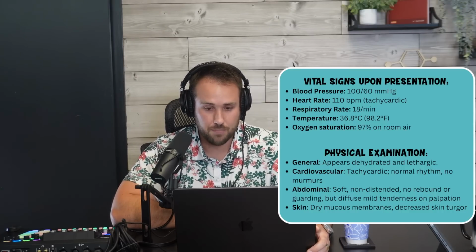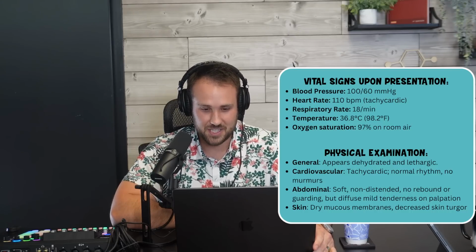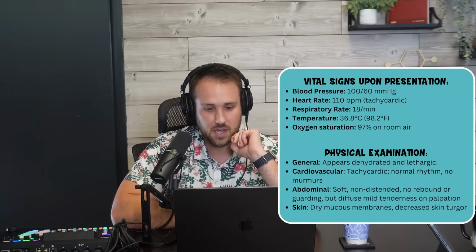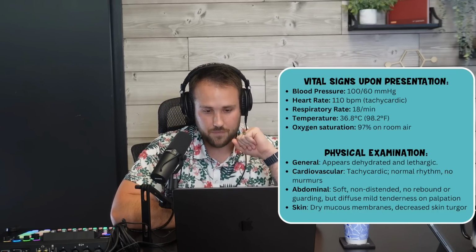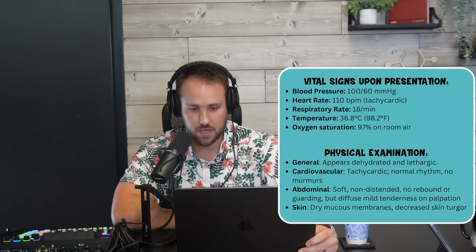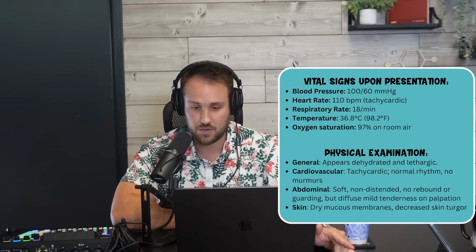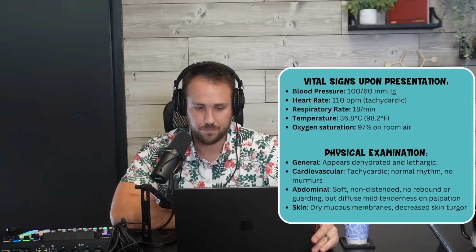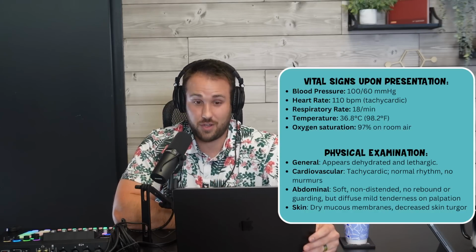Her vitals: we have blood pressure 100/60. That's a bit soft right there. Heart rate is 110. She's tachy. Respiratory rate is 18. Her temp is 36.8 Celsius. Oxygen saturation is 97% on room air. Going a little bit further, her physical exam: general, appears dehydrated and lethargic. Cardio: tachycardic, normal rhythm, no murmurs. Abdominal is soft, non-distended, no rebound, no guarding, but she does have diffuse mild tenderness on palpation. Skin: dry mucous membranes, decreased skin turgor. As we talked about, she's overall dehydrated.